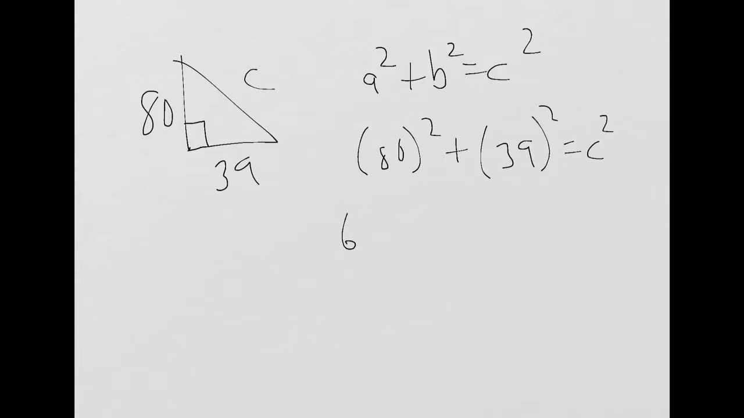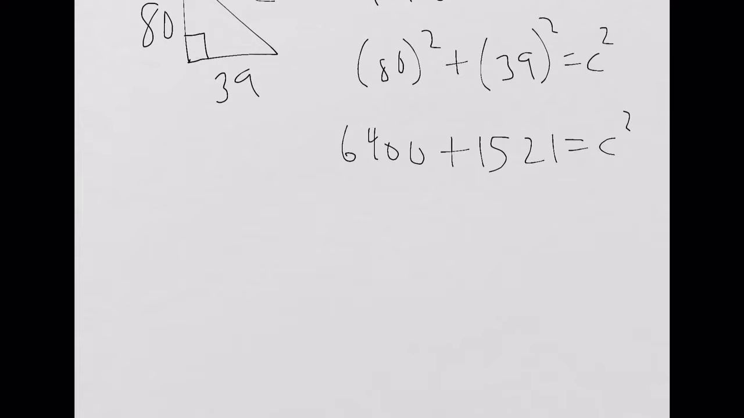So if I do 80 squared, I get 6,400. 39 squared, I get 1521. So when I add those together, that gives me 7921 equals c squared.